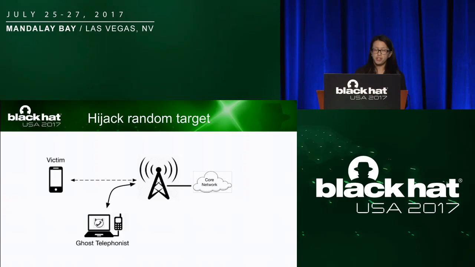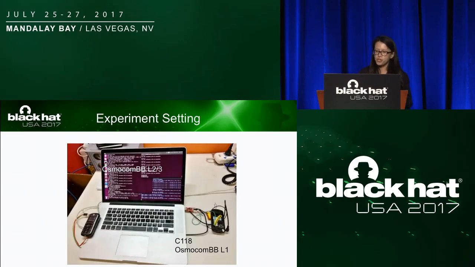We thought it was quite strange, so we tried to take a deep look into it. Let's imagine this attack scenario. The attacker, whom we name the Ghost Telephonist, can impersonate the victim's cell phone to receive the call. This vulnerability has high risk. This picture shows our experiment setting. We use C118 cell phones, where Osmocom BB layer 1 is running. The C118 is connected to a laptop which runs Osmocom BB layers 2 and 3. In this picture, we use two C118 cell phones to improve the attack efficiency.